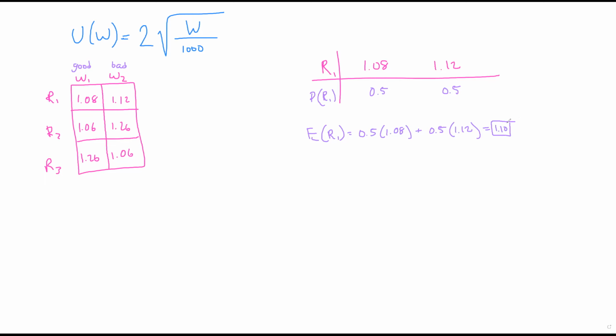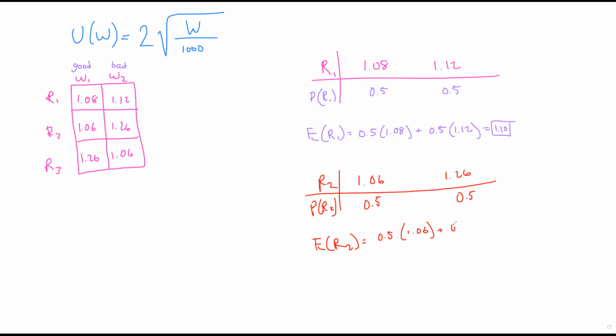Also show expected value of R2 and R3. Cool, let's do those real quick. 1.06, 1.26. Probability here is 0.5, 0.5. And if I go to calculate expected value of R2, it is again 50% of the first value and 50% of the second value, which comes out to be 1.16.